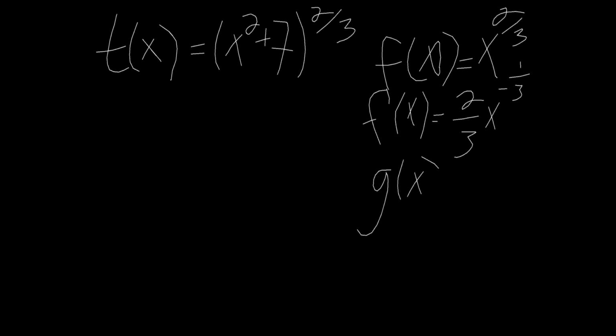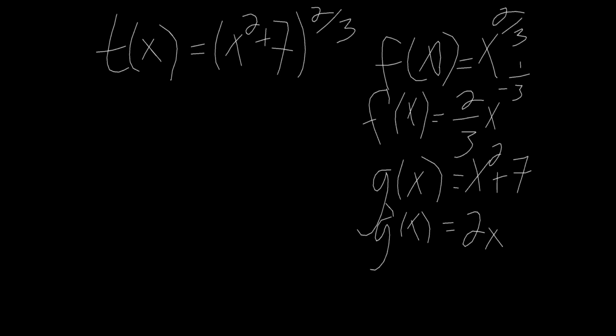Now, g of x is our inside, what we plugged in here. So we have x squared plus 7, right? And we find the derivative of this. So g prime of x is just going to be 2x, right? Because the derivative of a constant is always 0, and the derivative of this, applying power rule, is just going to be 2x. So we have 2 over 3, and then we're going to move this down, right?